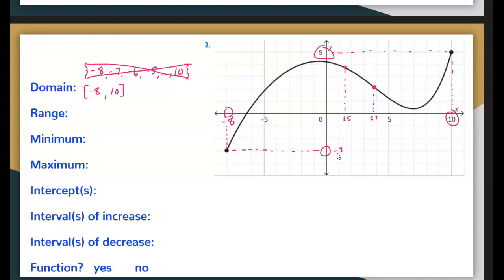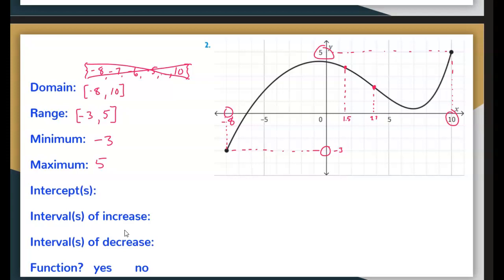Remember, we don't write 5 to -3 because that would be in decreasing order. That would be out of order. We need to write it with the lower bound first. So the lower bound is -3, upper bound is 5, and both of those dots are included. They're filled in, so we do square brackets. Now once we have the range written down, it makes the minimum and maximum easier. The minimum is just the lower bound of the range, the maximum is the upper bound of the range.